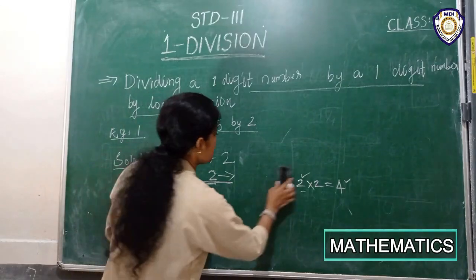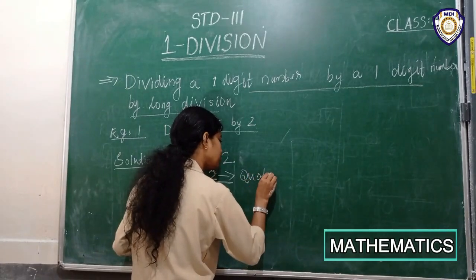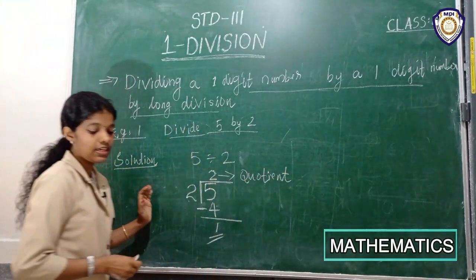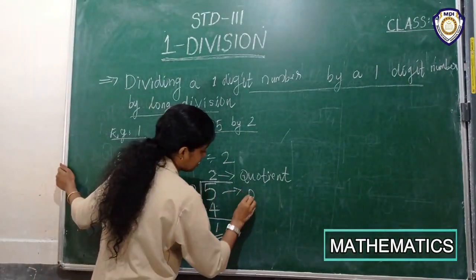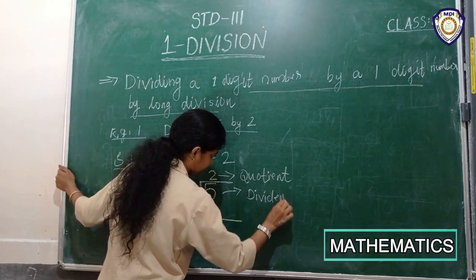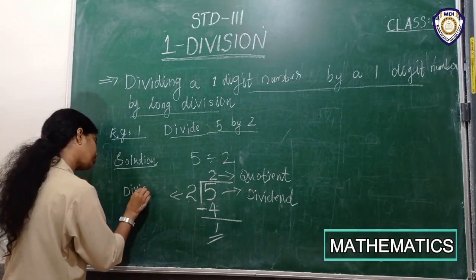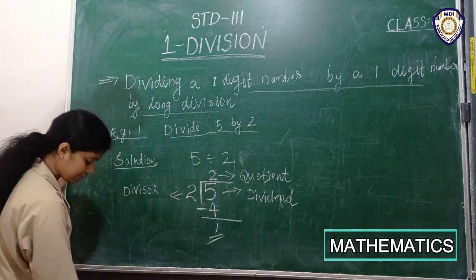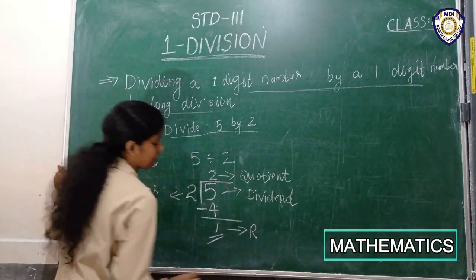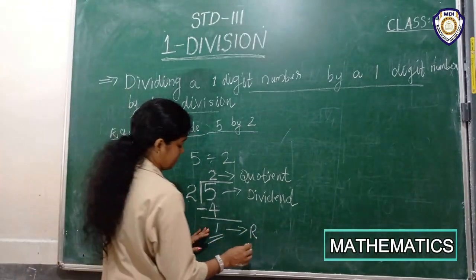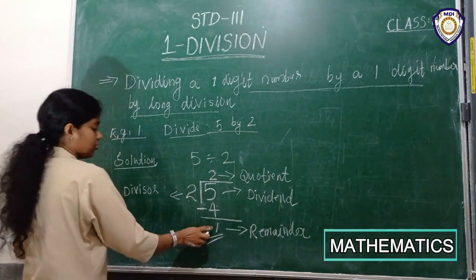Here 2 is the quotient. 2 is the quotient and 5 is the dividend and 2 is the divisor. 2 is the divisor and 1 is the remainder. The balance is 1 and 1 is the remainder. Okay.